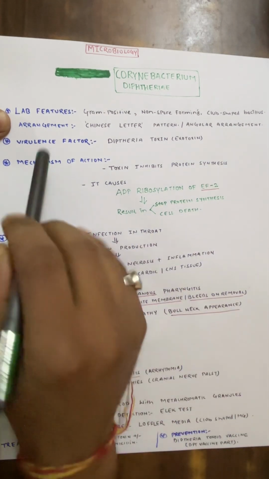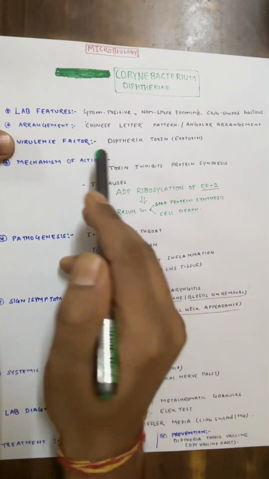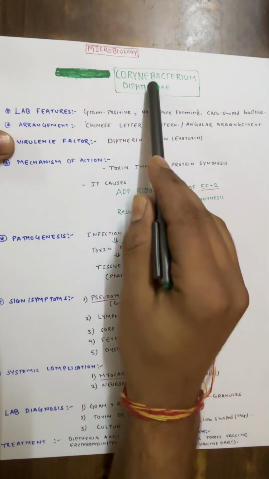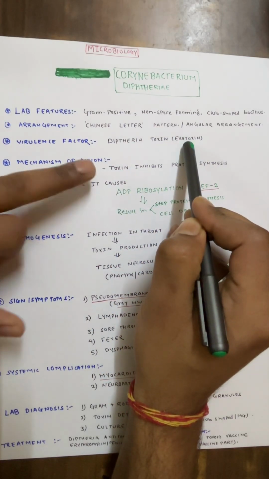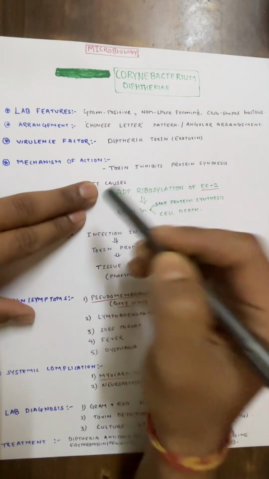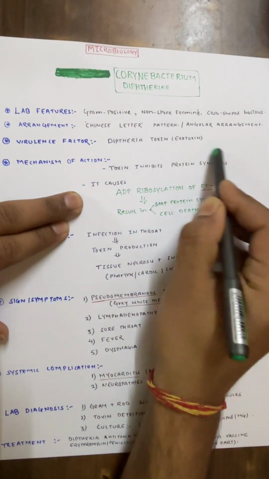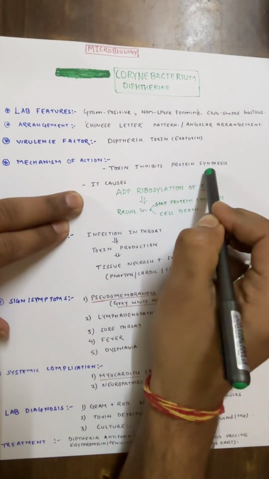Now, what's the virulence factor due to which this bacteria is highly infectious? It's the diphtheria toxin. The toxin produced by Corynebacterium diphtheriae is diphtheria toxin. It's an exotoxin. Now, how does this toxin actually work? What's the mechanism of action? This toxin inhibits protein synthesis. Now we'll see how it inhibits protein synthesis.